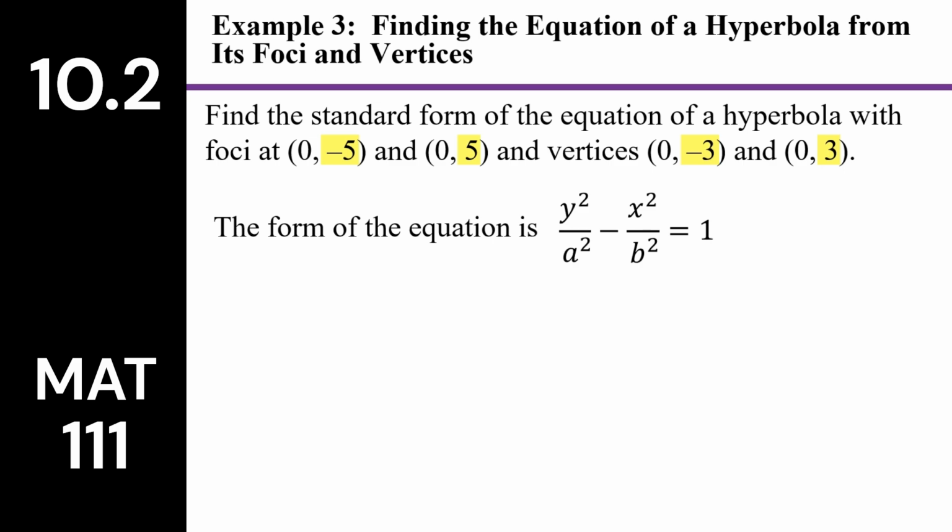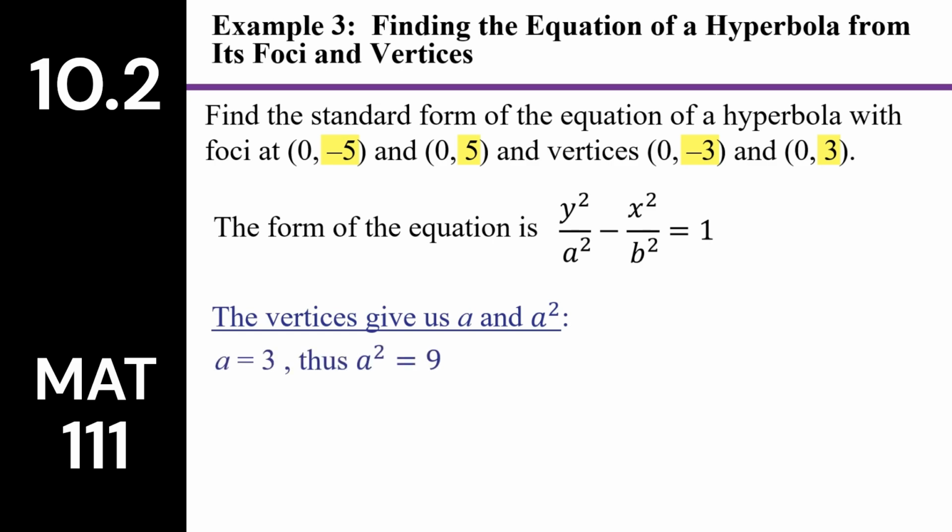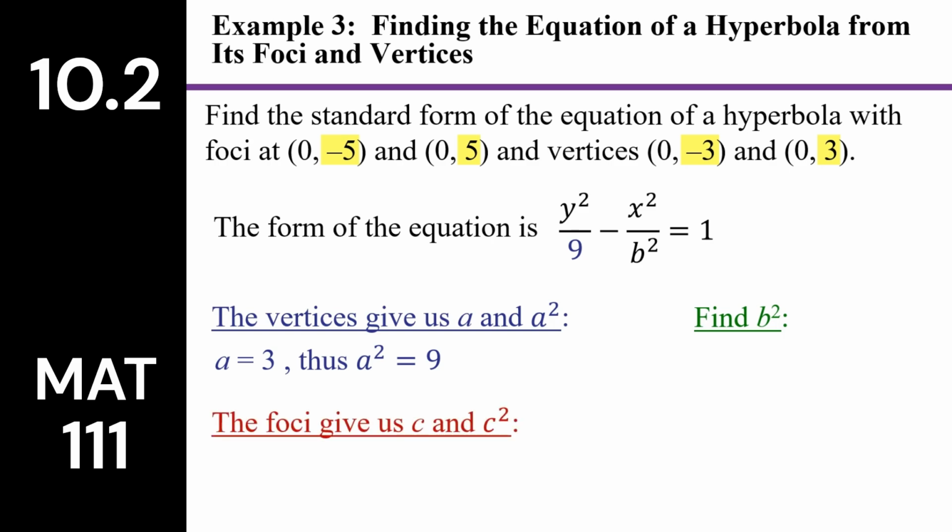We need to find a squared and b squared, and we can obtain a squared by noting that the value of a is the distance from the center to the vertex, which is 3. Since a is 3, then a squared is 9, and we can place that in our equation. We need to find b squared, but we do not currently have that value. We can, however, obtain c and c squared from the values of the foci. Since the distance from the origin to either focus is 5, then c is 5 and c squared is 25.